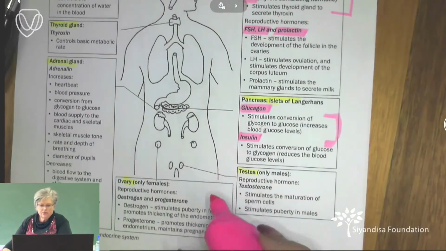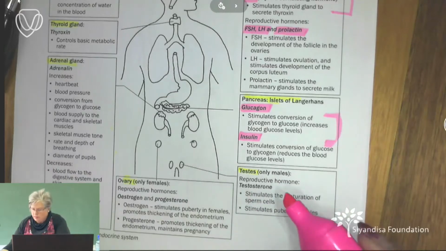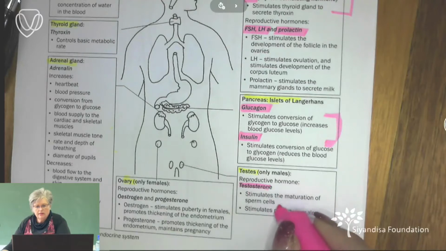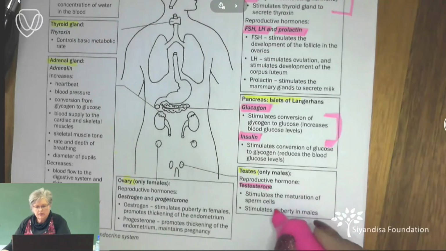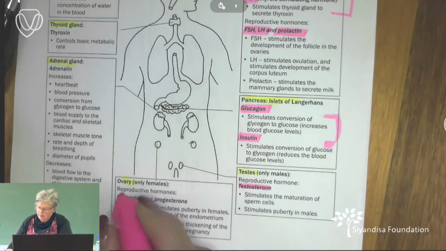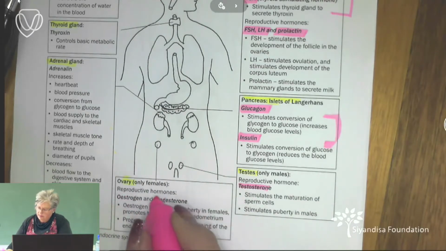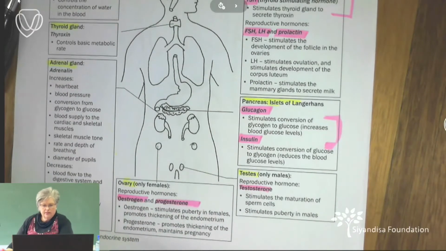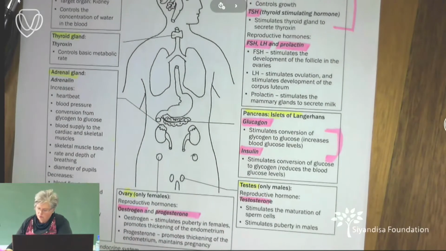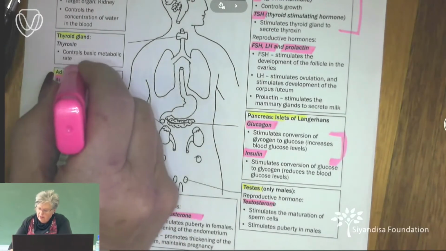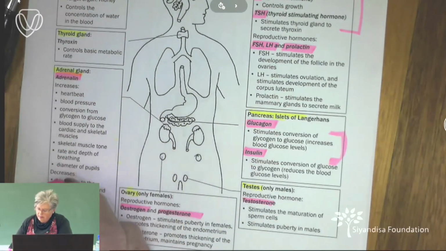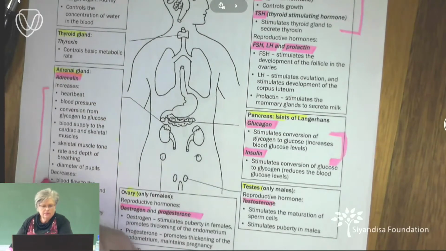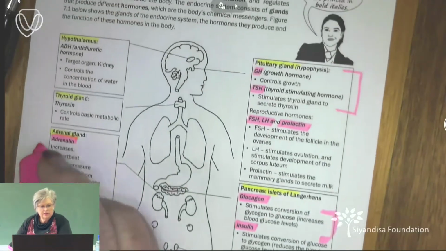The testis we have already done, so it should be no challenge for you here. What you must know is about testosterone and how it stimulates puberty in humans. Then the ovary follicles: we know estrogen and progesterone, so you've already studied that. That should be no different or difficult for you. Then we have the adrenal gland, adrenaline and aldosterone. There we will have the negative feedback function.